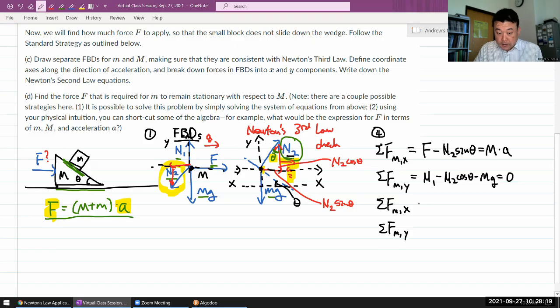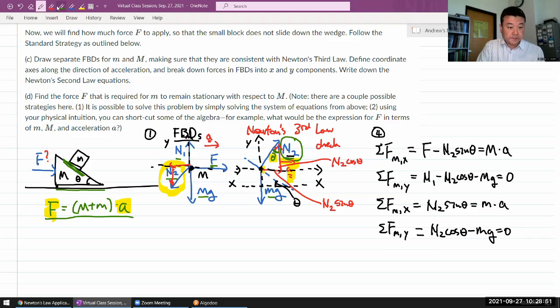Okay, let me write this down for the small block. So horizontally, oh, there's only one force, N2 sine theta. That's the entirety of the horizontal force for the block. That should be equal to small m times acceleration. And then we have y components of forces again, N2 cosine theta minus mg is equal to 0.